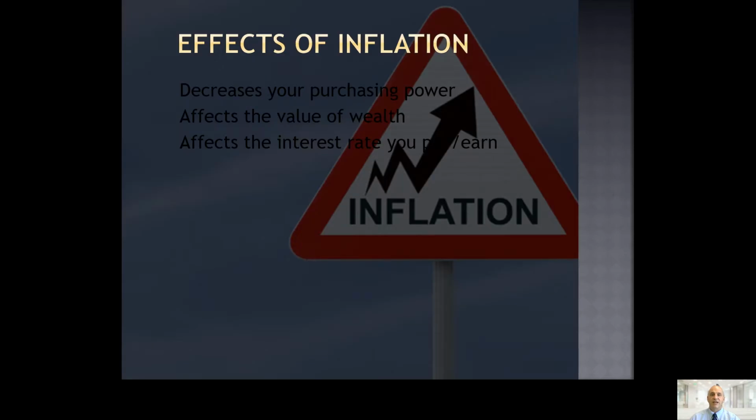The effects of inflation, as I mentioned, we typically associate with the loss of purchasing power. We're simply not able to buy as much as we once were. But inflation will also affect the value of your wealth, particularly if you have wealth, in a positive manner. But if you don't have wealth, inflation actually affects you possibly in a negative manner. And inflation will always affect the rate of interest that you are either going to earn on your savings accounts or your investments, or possibly the interest that you pay on any loans that you might make.